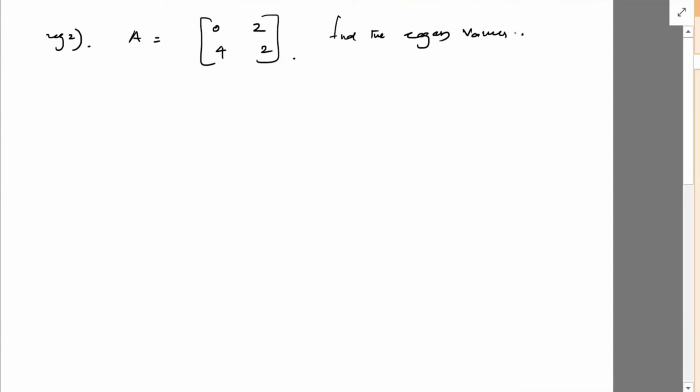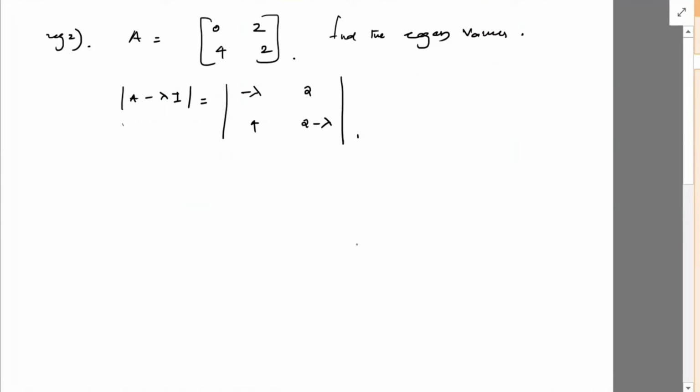So first find out the characteristic polynomial. For that, we will take the determinant of A minus lambda I. Like I said, A minus lambda I is nothing but subtracting lambda from the diagonal entries. So it is 0 minus lambda, 2, 4, 2 minus lambda. Now take the determinant. 0 minus lambda means that is minus lambda.